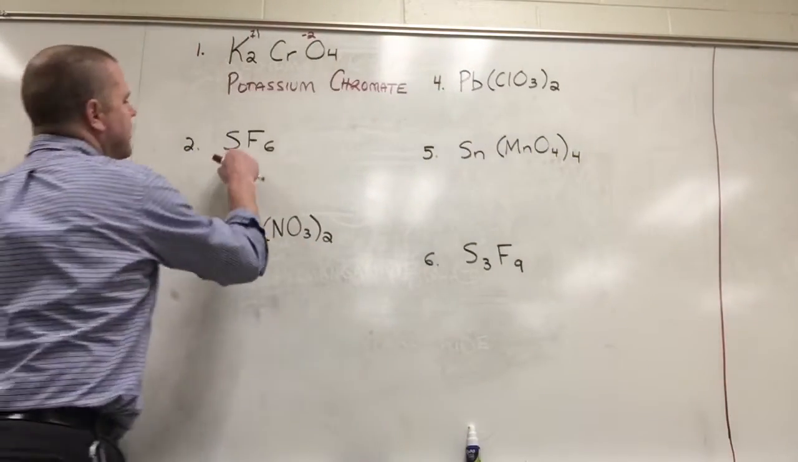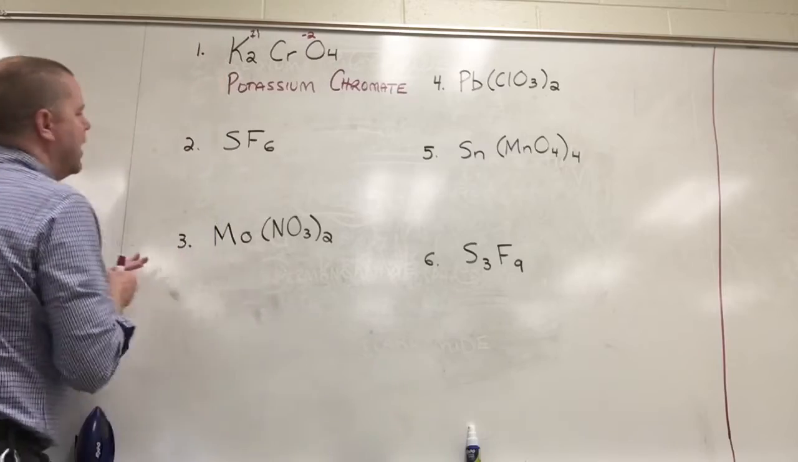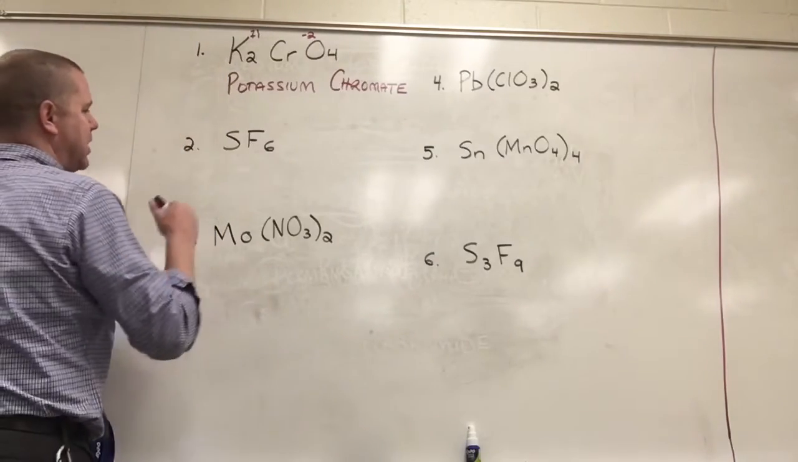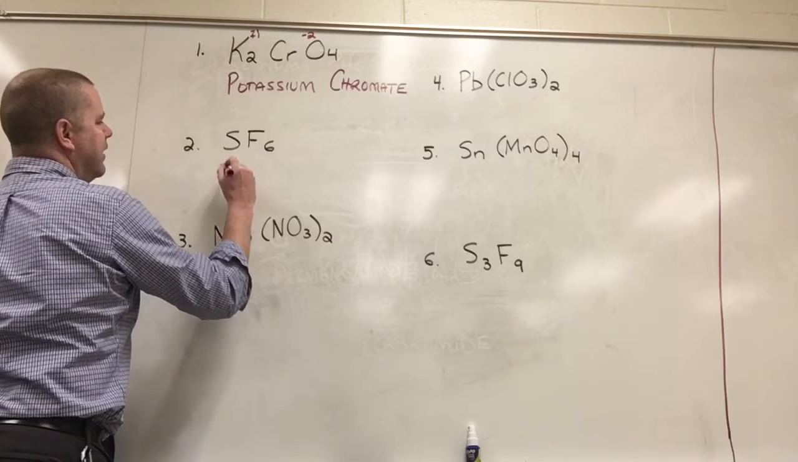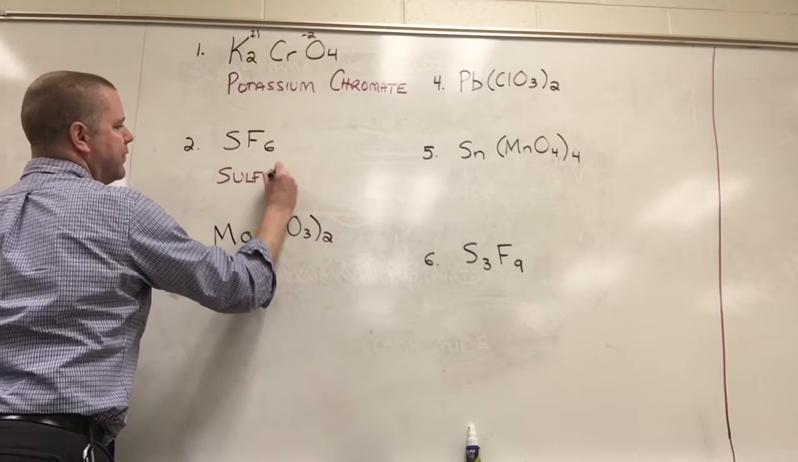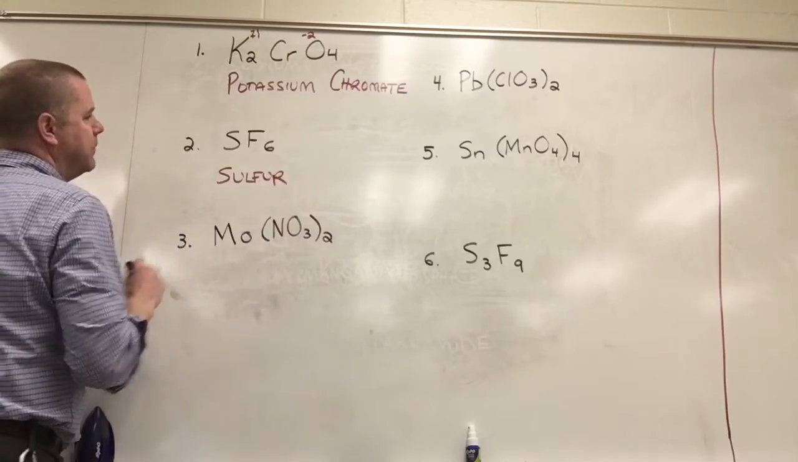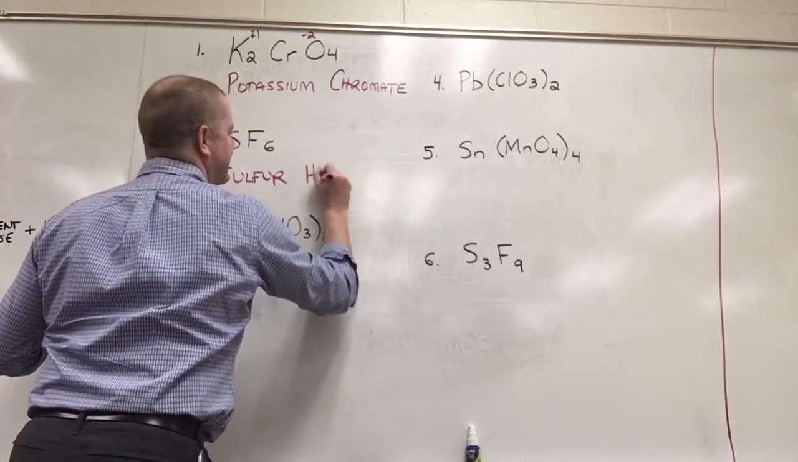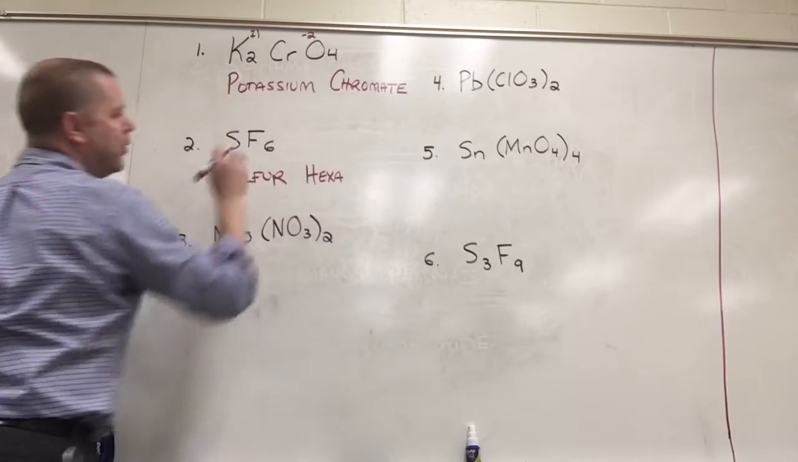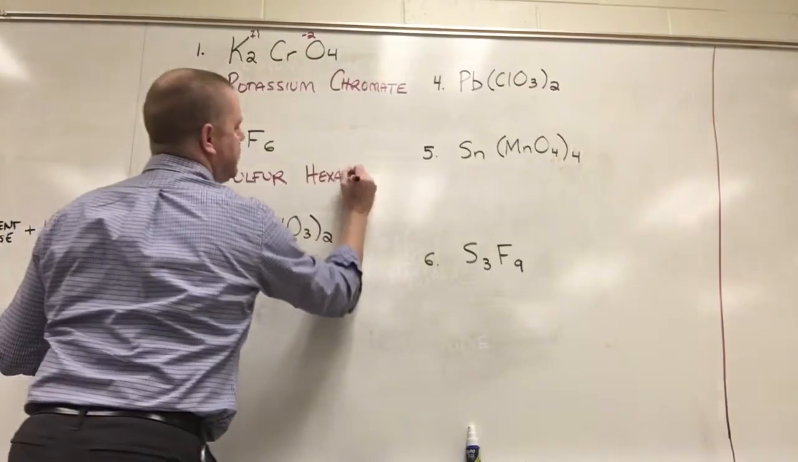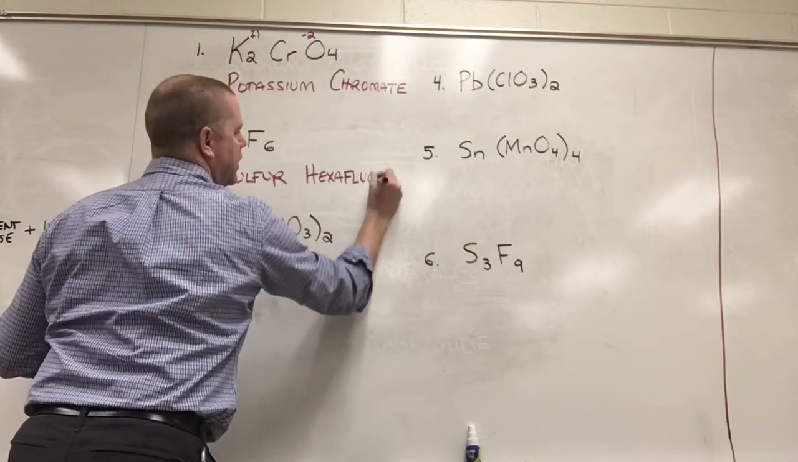For the first one, sulfur, we never put mono. It's one of our rules, like we talked about with carbon dioxide. And so we just write sulfur. We don't shorten the first element's name, sulfur. The prefix for 6 is hexa. And fluorine, well, on this we do change the ending to an "ide" ending, so this becomes hexafluoride.